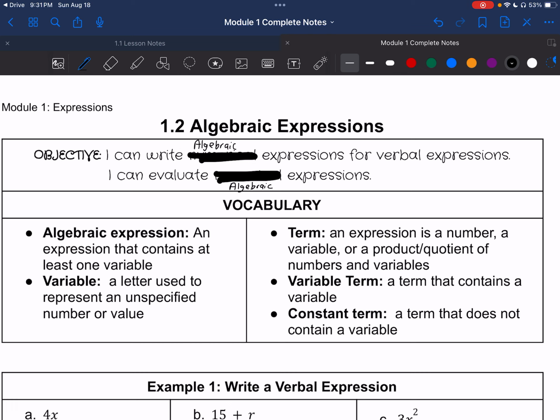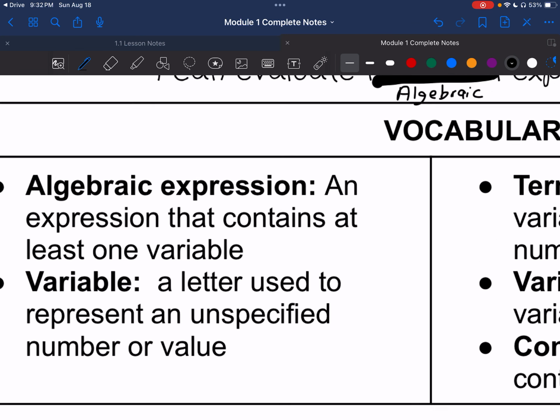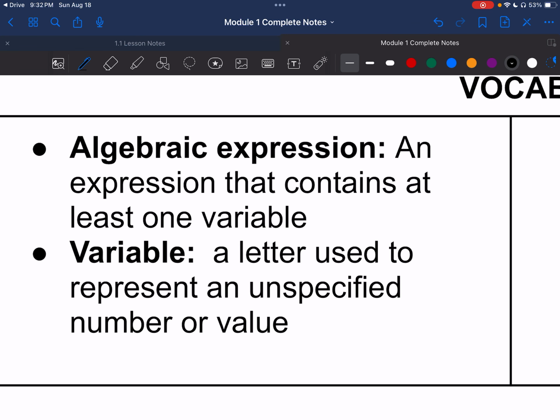Our objective for today is that I can write algebraic expressions for verbal expressions, and I can evaluate algebraic expressions. Now, you might be asking yourself, what is an algebraic expression? It is an expression that contains at least one variable. What is a variable? It is a letter used to represent an unspecified number or value.